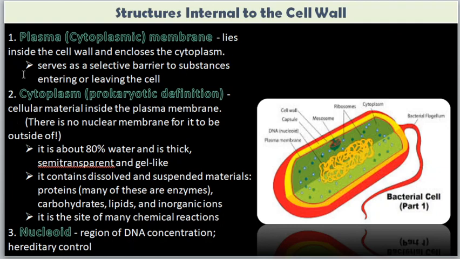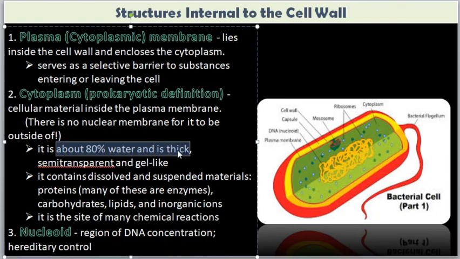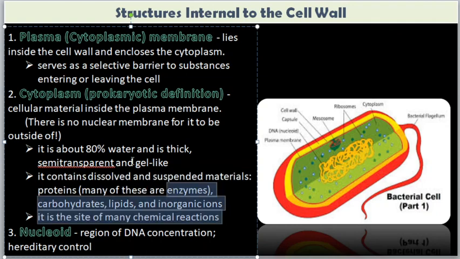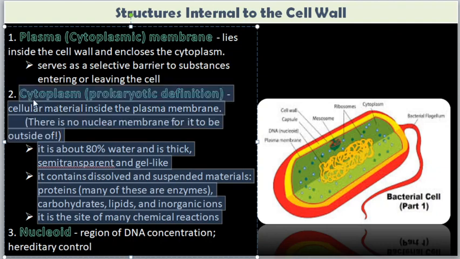So, yan na yun. Your cytoplasm in a prokaryotic cell is about 80% water and is thick, semi-transparent, and gel-like. So, yan yung kanyang composition. It contains dissolved and suspended materials such as your protein, your carbohydrates, your lipids, and inorganic ions. And it is also the site for any chemical reaction. Okay, class? So, yan yung sa ating cytoplasm.